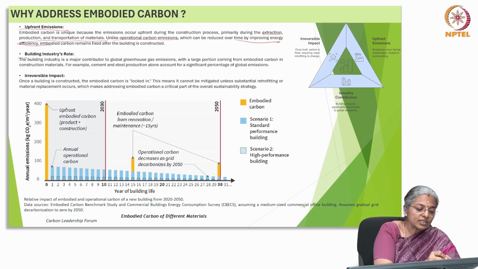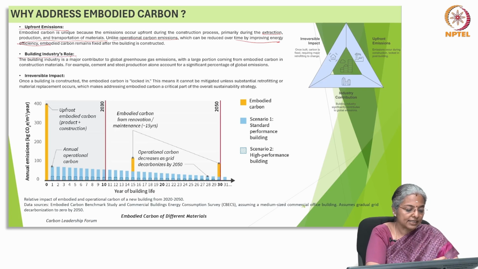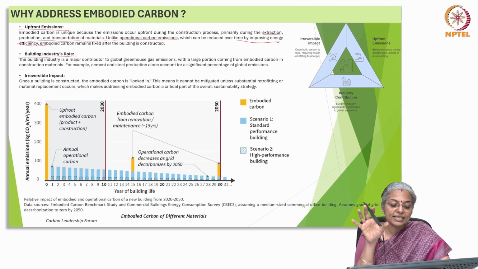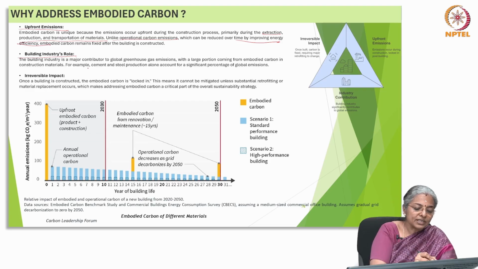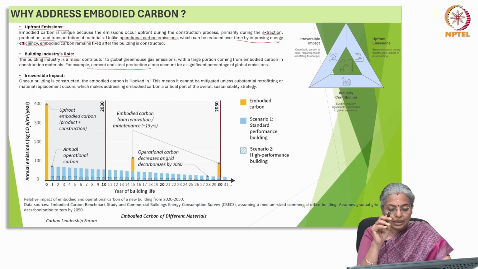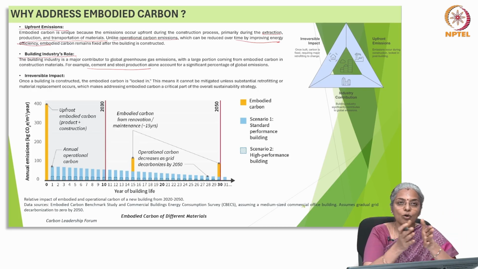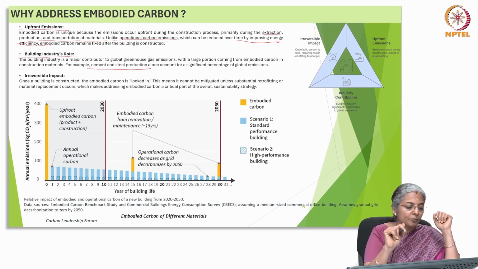And then what is the role of the building industry? So, the building industry is a major contributor of global greenhouse gas emission, with a large portion coming from embodied carbon in construction materials. For example, cement and steel production contribute the maximum to global emissions of all the building materials.